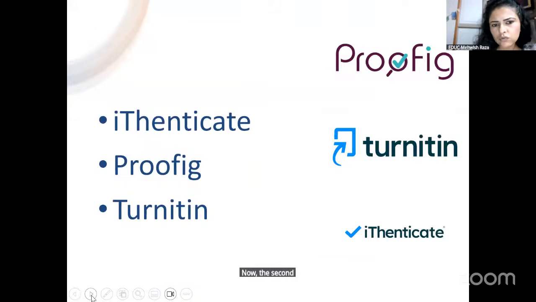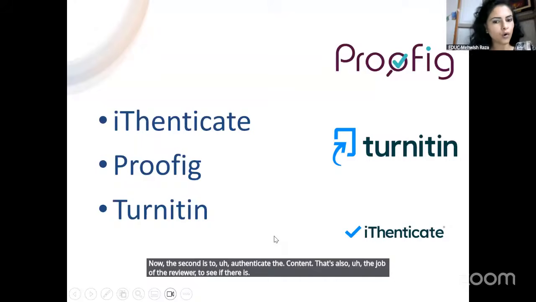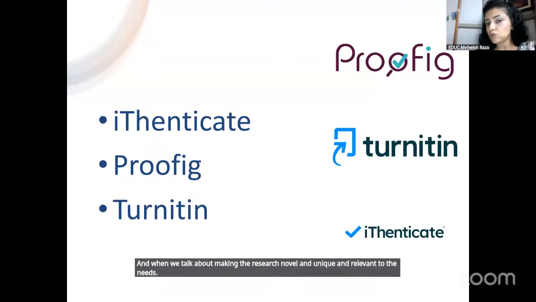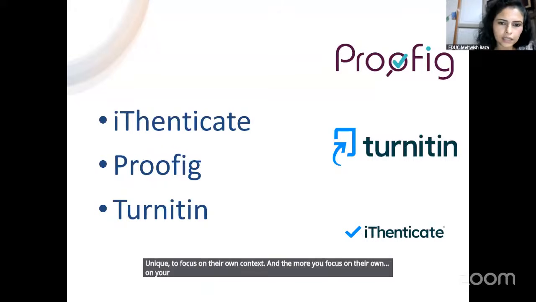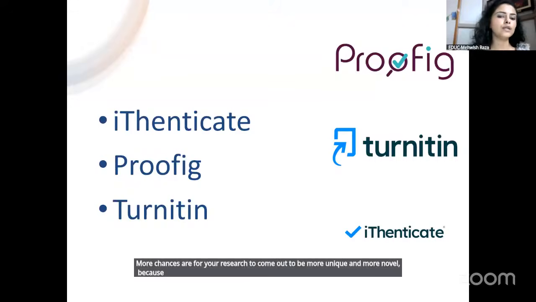Now, the second is to authenticate the content. That's also the job of the reviewer: to see if there is a lot of overlap in the research paper that has been submitted. When we talk about making research novel, unique and relevant to the needs, that's what we want to encourage in authors: to be unique and focus on their own context. The more you focus on your own context while writing, the more chances your research will be unique and novel, because it's grounded in your own context.